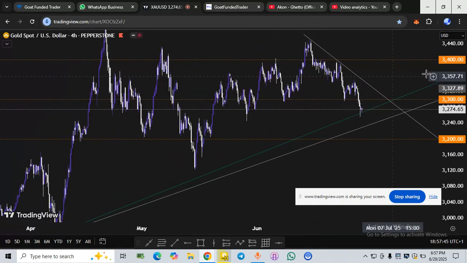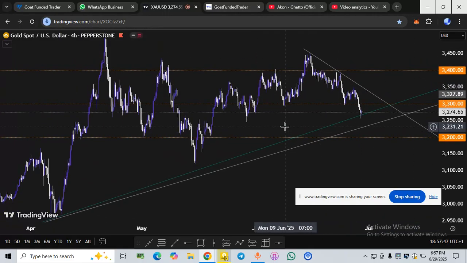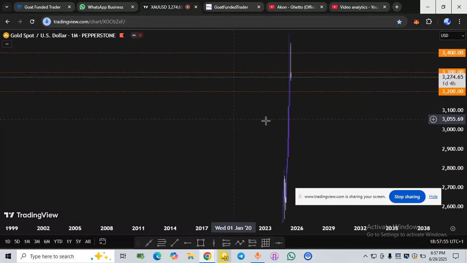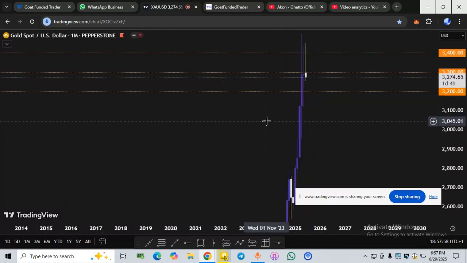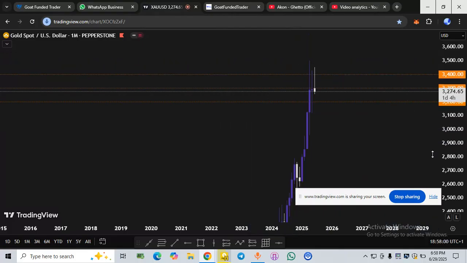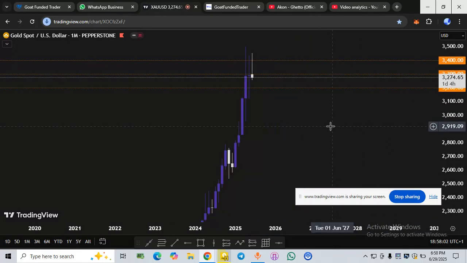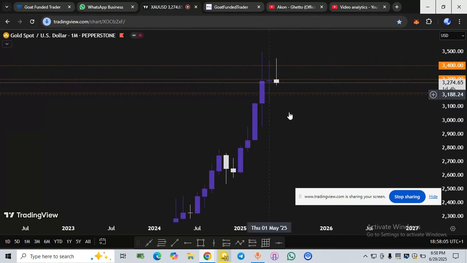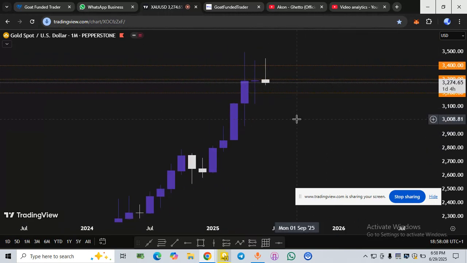Now, let's take a look at the monthly time frame, because there is something I want to show you guys on the monthly. Let's take a look at gold on the monthly, and why I am saying that we might see some retracement. As you can see on the monthly over here, I wanted to share this just with my premium subscribers, but let me just show you guys.